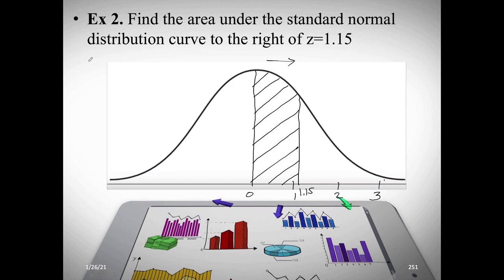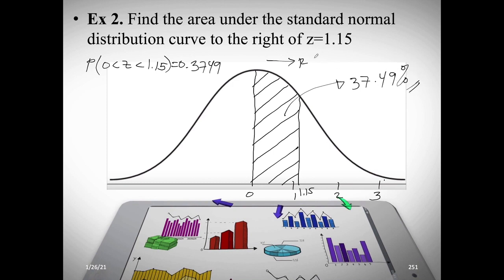And that is actually, I forgot to write the equation. This is 0 less than z less than 1.15. Again, that is 0.3749, or in percentage, we can easily say that this is equivalent to 37.49%. Yeah, right. That's it. So, going to the right. I hope you get it.